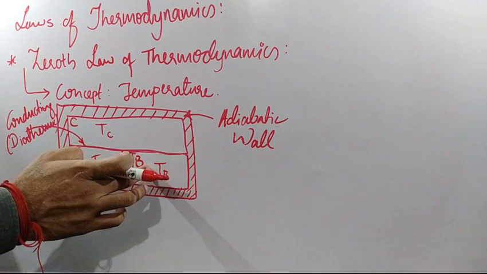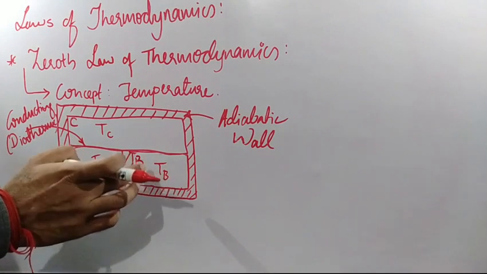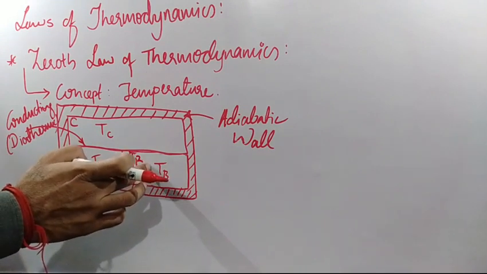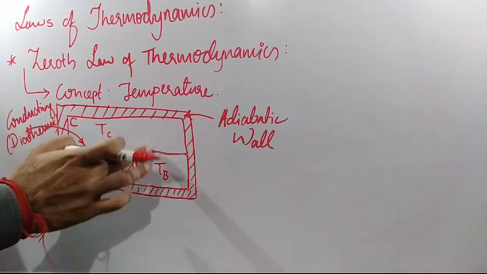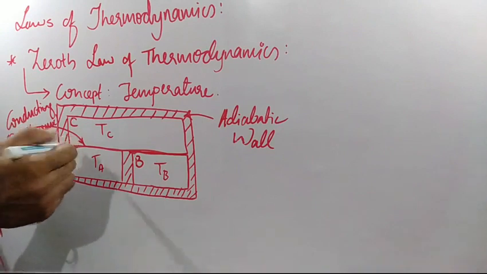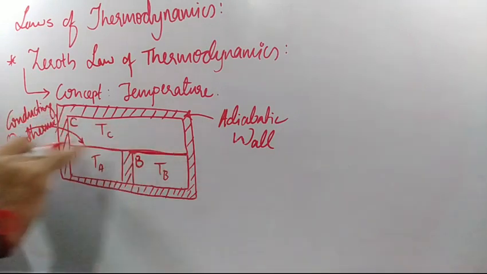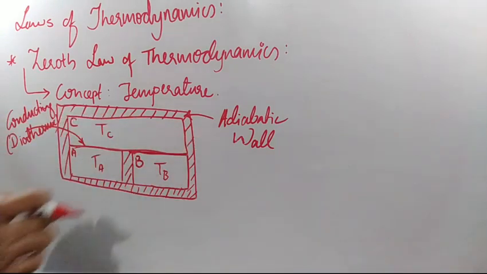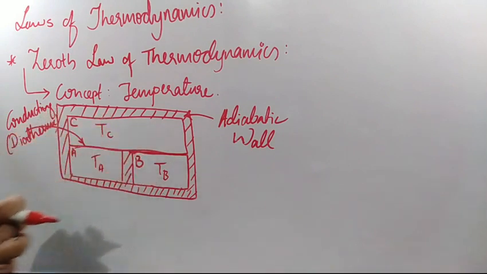Now come to system B. From B to C we have this wall, which is a conducting wall. Here also heat conduction will take place. That means heat will flow from the body with higher temperature to the body with lower temperature.